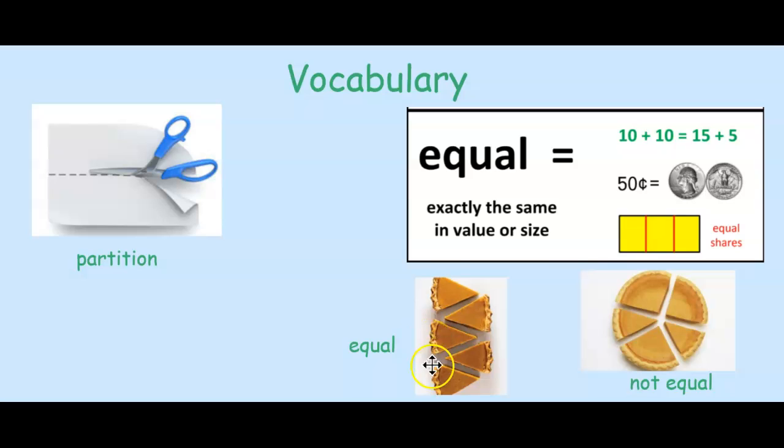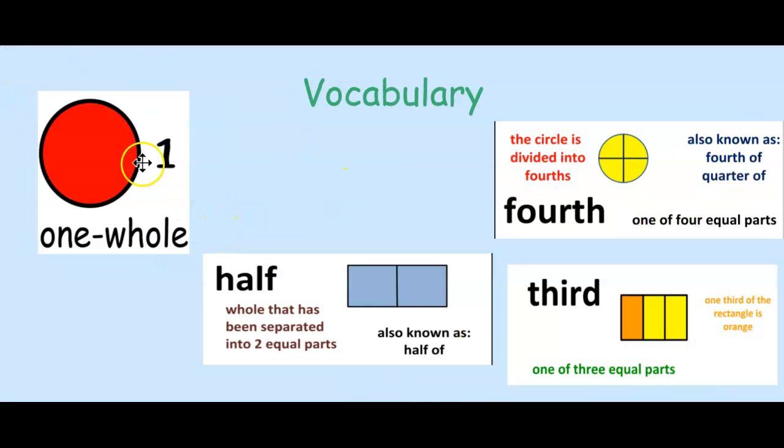Notice how these pie slices are all equally sized. That means they are the same size. Remember, when a shape is not partitioned, it's called one whole. When it's partitioned into two pieces, we call that two halves, because it's cut in half, just like you would cut an orange or an apple in half. So you have two halves.